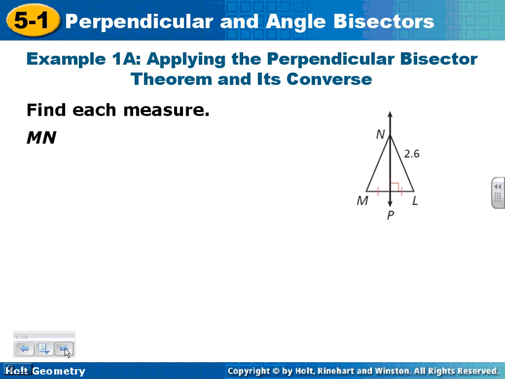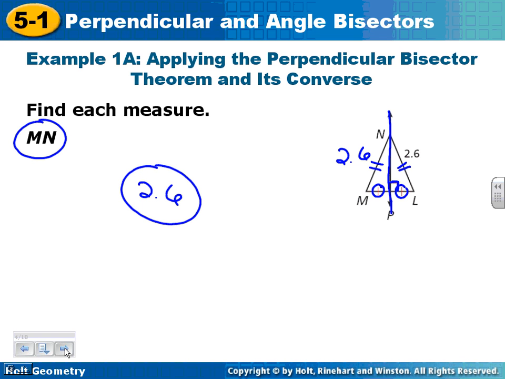With that said, look at this example. Find each measure. I want to find the measure of MN. Well, if you look, you see a tick mark and the box. That means that this straight up and down is my perpendicular bisector, which means this side would equal that side because it's the perpendicular bisector. So this side over here would also be 2.6, and that would be my answer. From M to N would be 2.6.